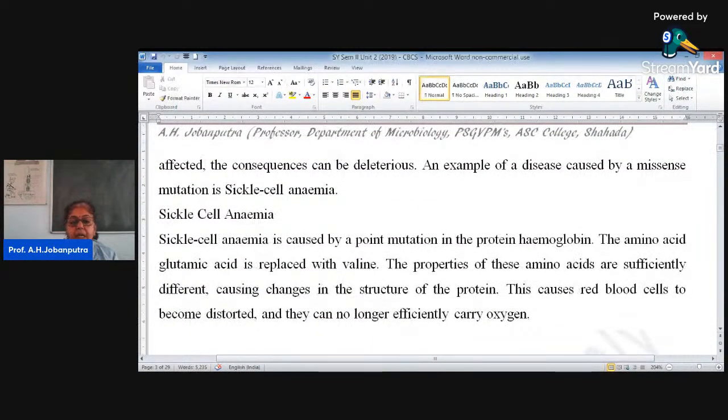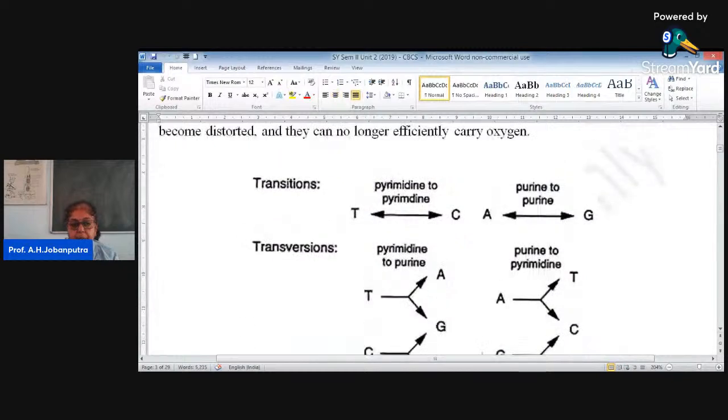Sickle cell anemia is caused by point mutation in the protein hemoglobin. The amino acid glutamic acid will be replaced by valine. The properties of these amino acids are different, and this will result in the change in the structure of protein. So RBCs in this case will be distorted, will become sickle shaped, and they cannot carry out the transport of oxygen efficiently. तो ट्रान्झिशन म्युटेशन म्हणजे काय?